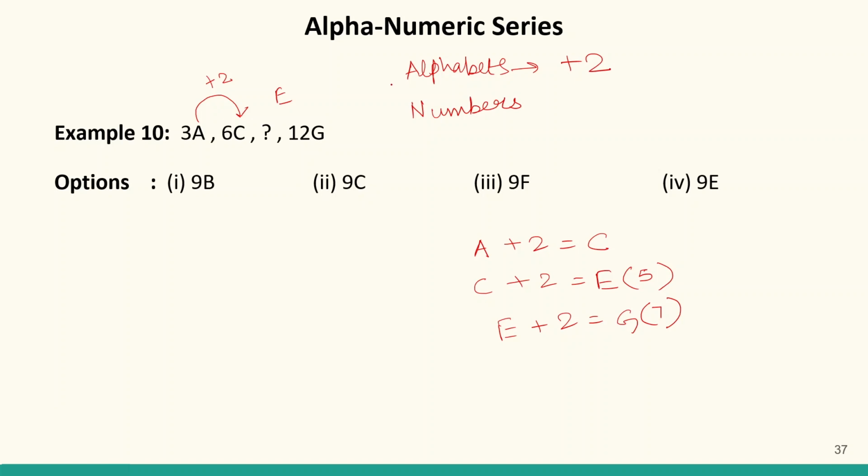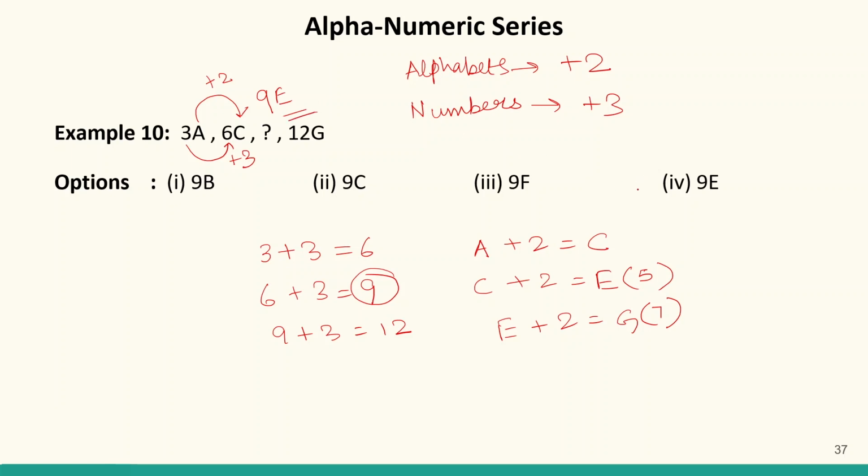Right? Now let us look at numbers. Numbers, I can see there's an increment of 3. Let us see that if we keep adding 3, will the logic follow? 3 plus 3 will give us 6. 6 plus 3 will give us 9. And 9 plus 3 will give us 12. So the logic will follow if we keep on increasing 3, right? So the number here should be 9. So the numbers are being increased by 3 positions, right? So the answer should be 9E, which is option number 4.